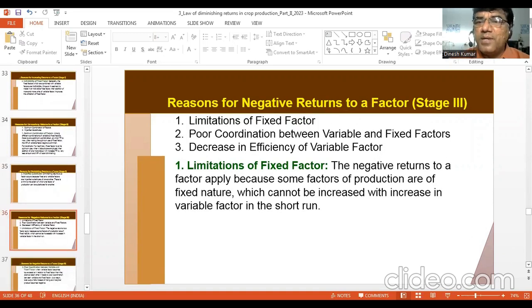Reasons for negative returns to a factor in stage 3: limitations of the fixed factors, poor coordination between variable and fixed factors because of overcrowding, and decrease in efficiency of variable factor. Limitations of the fixed factors means the negative return to a factor applies because some factors of production are of fixed nature, which cannot be increased with increase in variable factor in the short run. So the fixed factor will become limited because you are increasing variable factor.